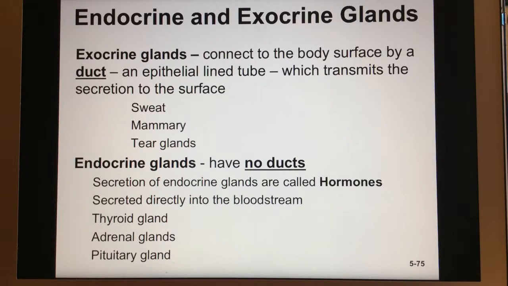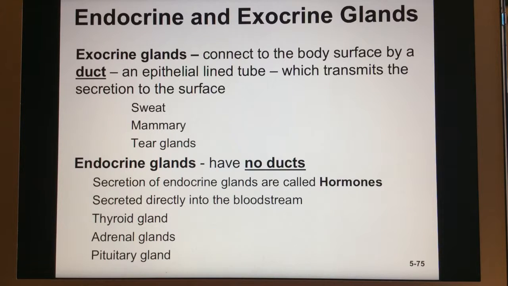There are 2 types of glands, exocrine and endocrine. Exocrine glands connect to the body surface by a duct, which is an epithelial tissue-lined tube, and then that is what brings the secretion to the surface. So some examples are sweat, mammary glands, or tear glands.